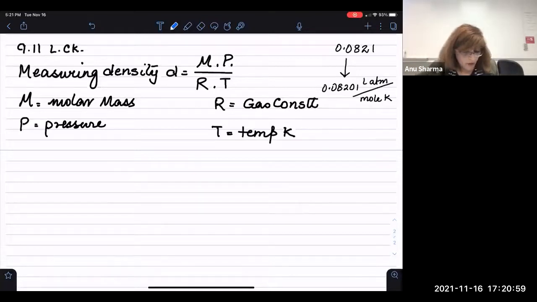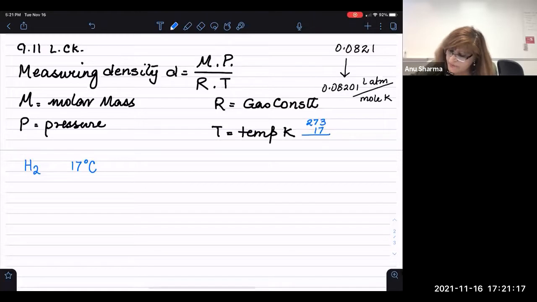Okay, so what is given to us here? What is the density of molecular hydrogen? So we are looking at hydrogen gas at 17 degrees Celsius. So we are given the temperature 17 degrees. So 17 plus 273. So let's do this. 273 plus 17. It becomes what? 290.